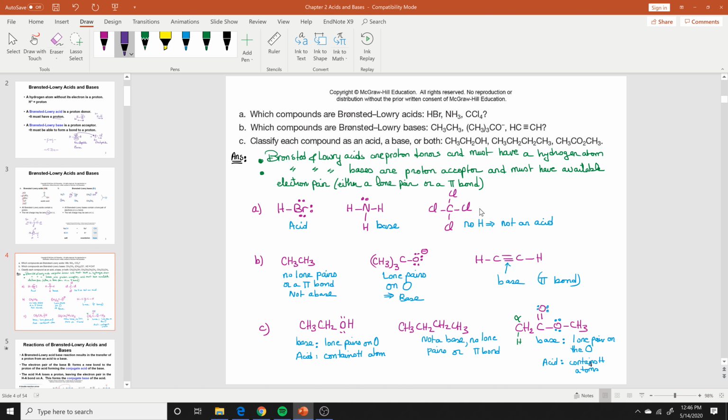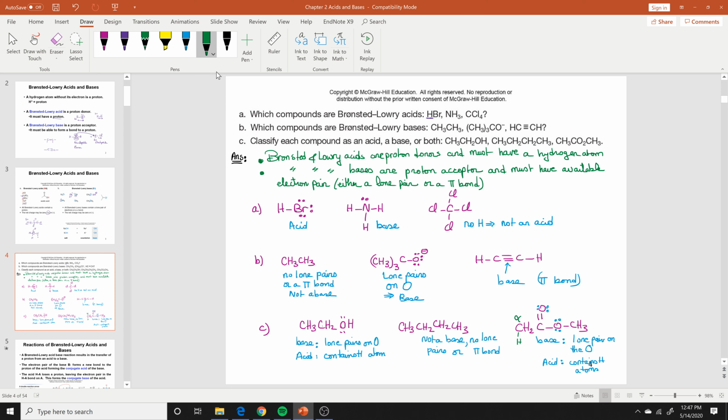This is an example over here of how to know Bronsted-Lowry acids and bases. By definition, a Bronsted-Lowry acid needs to have a hydrogen. So HBr is a Bronsted-Lowry acid. NH3, although it has a hydrogen, can be an acid and it can be a base. If it is an acid, it is from the hydrogen, but this hydrogen is going to be very weakly acidic because nitrogen is less electronegative than bromine or oxygen. So yes, it can be an acid.